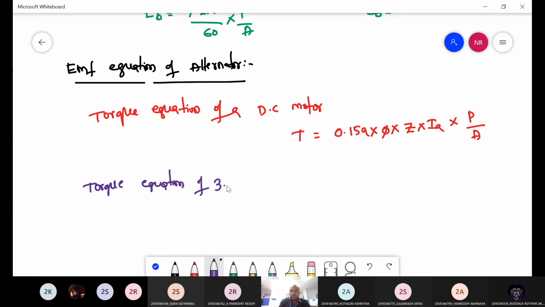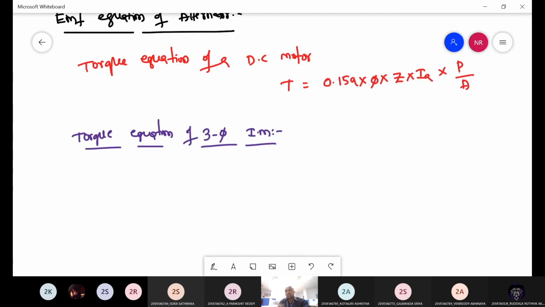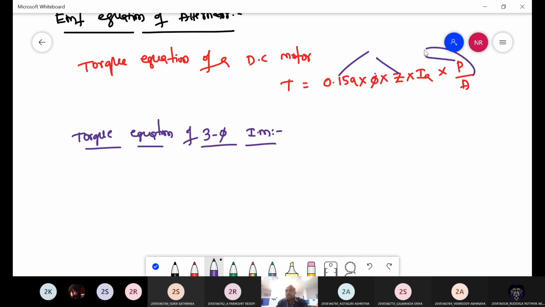Torque equation of a 3-phase induction motor. From this equation, once the motor is designed, 0.159, Z, P, A are all constant. Then torque is directly proportional to flux and armature current. So here also, torque is directly proportional to flux and armature current.